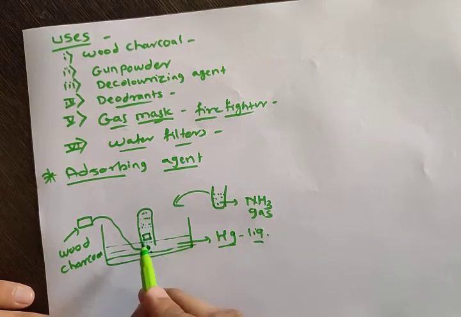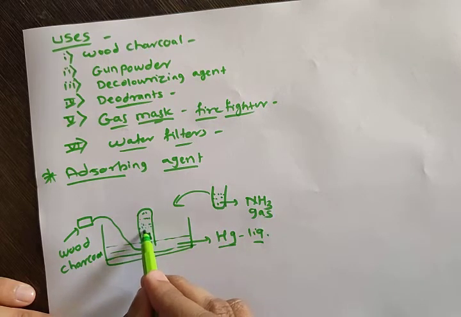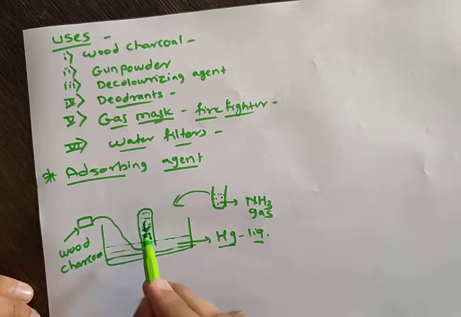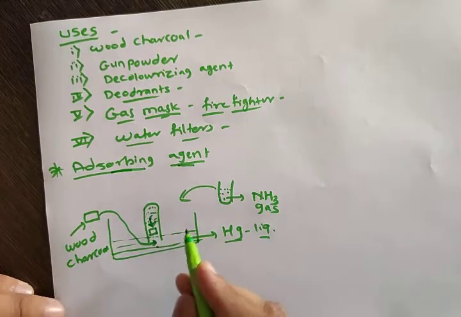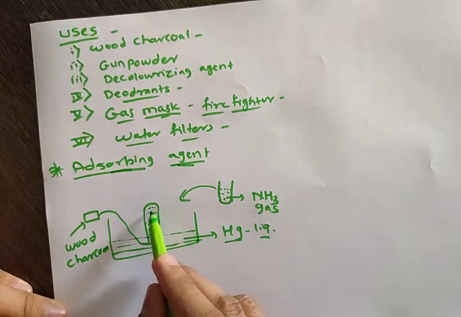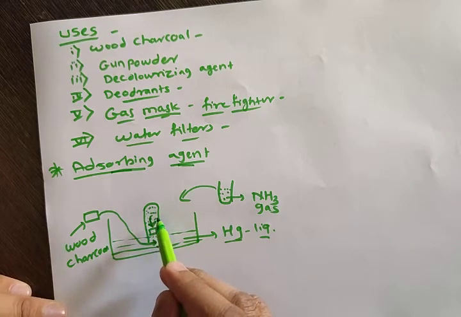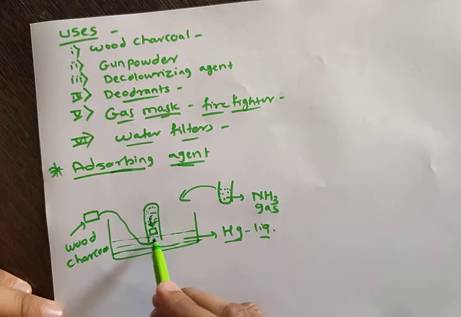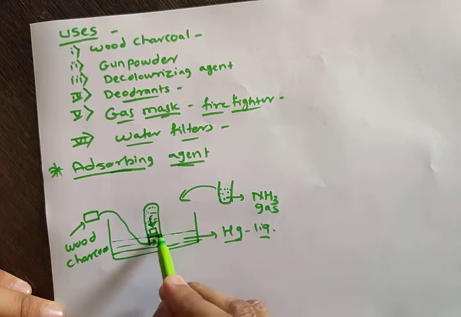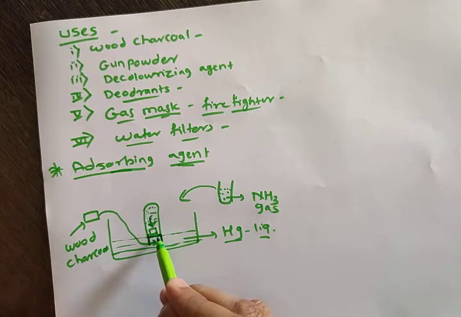So when we keep this wood charcoal here, it will come up because it floats. As soon as this wood charcoal comes on the surface of this mercury, whatever ammonia gas is there will be adsorbed by this charcoal. Correct? Because charcoal is what? Adsorbing agent. Now what will happen when the ammonia gas is present? Previously, when there is no charcoal added, the mercury is present up to this level inside this test tube. Now why is mercury present only up to this level?